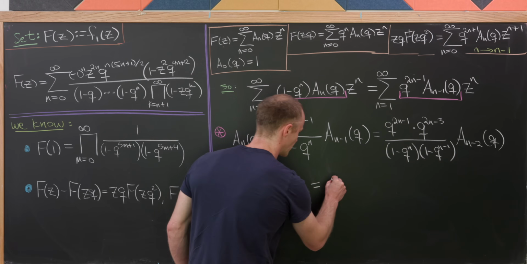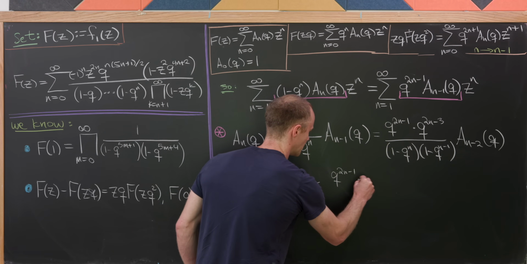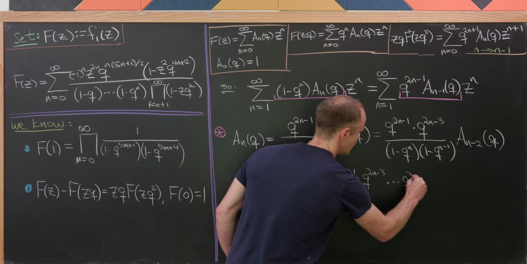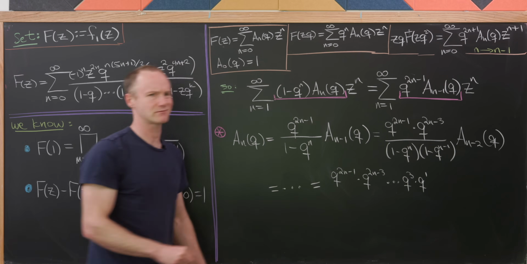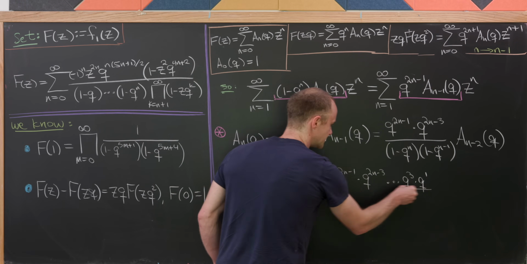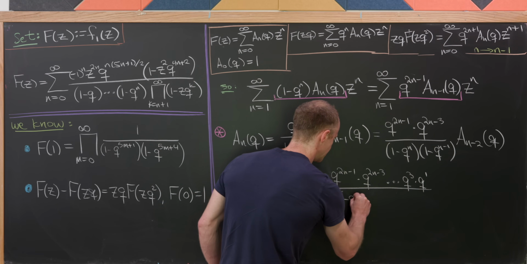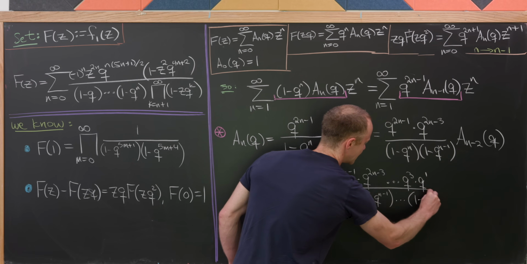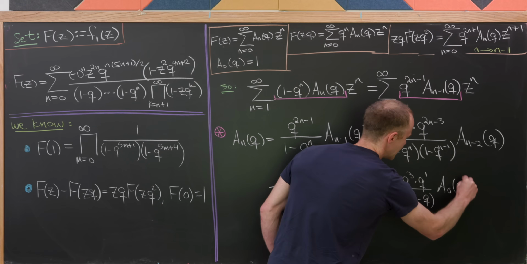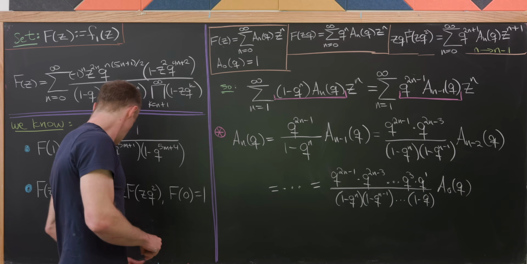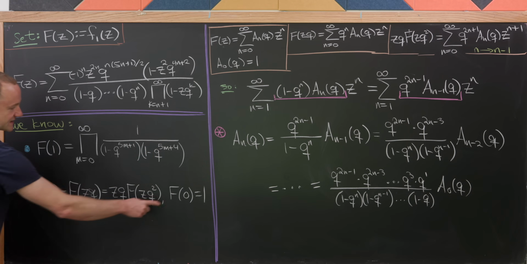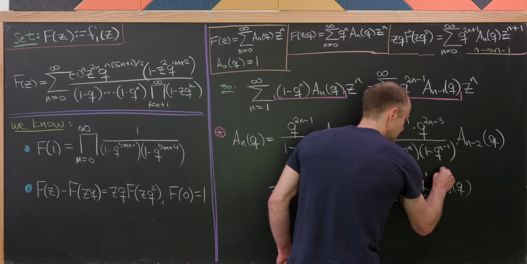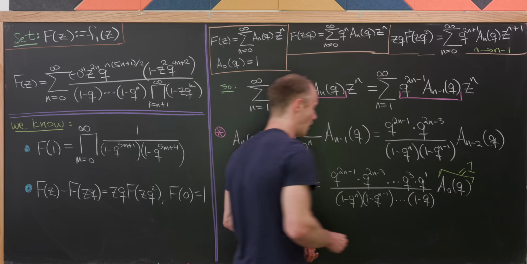Well, our numerator will be q to the 2n minus 1 times q to the 2n minus 3 dot dot dot q cubed times q to the 1. Notice we've got only odd powers there. And then our denominator will be 1 minus q to the n times 1 minus q to the n minus 1 all the way down to 1 minus q. And then here we have a sub 0 of q. But let's recall that f sub 0 equals 1 implied that a sub 0 of q equals 1. So this is in fact equal to 1.